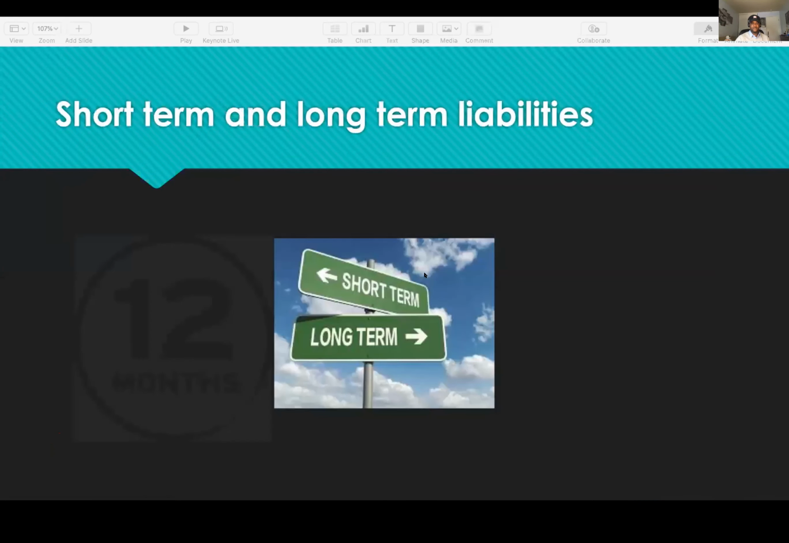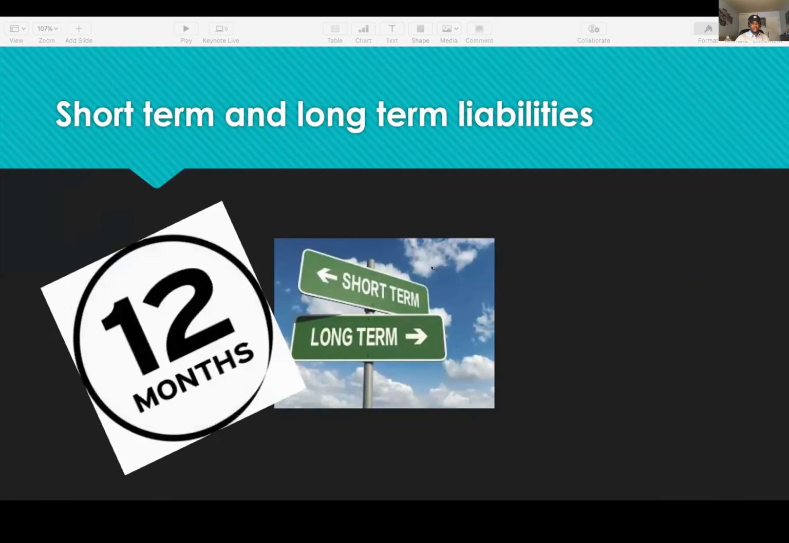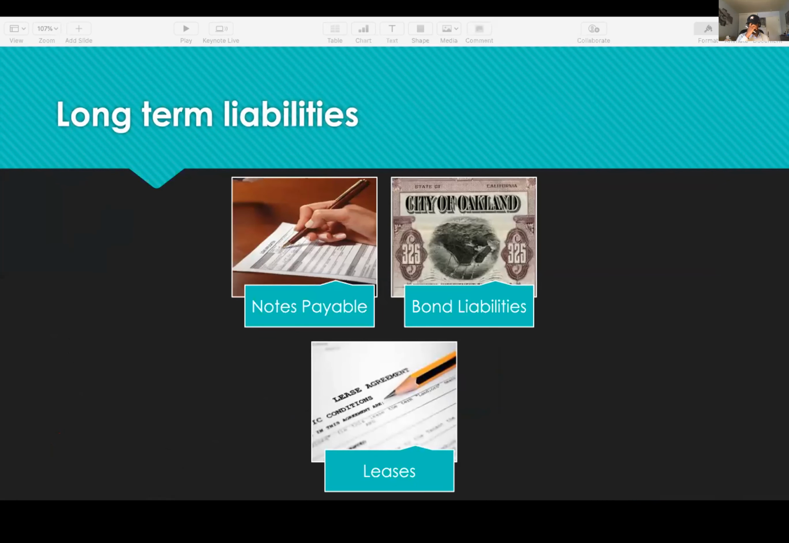All right, so we're going to talk about 3 types of long-term liabilities: notes payable, bond liabilities, and leases. After we talk about each one of these, we're going to go into some breakout rooms and you all get to work on a problem.